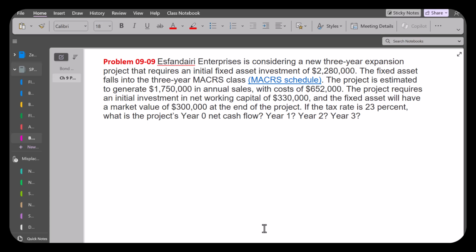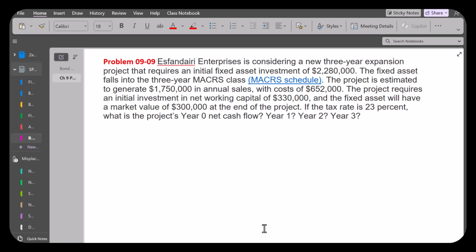This company is considering a new 3-year expansion project that requires an initial fixed asset investment of 2.28 million. This fixed asset falls into a 3-year MACRS class. The project is estimated to generate 1.75 million in annual sales with costs of 652,000. And the project requires an initial investment in net working capital of 330,000, and the fixed assets will have a market value of 300,000 at the end of the project.